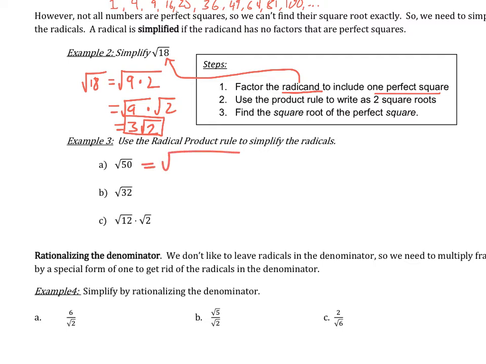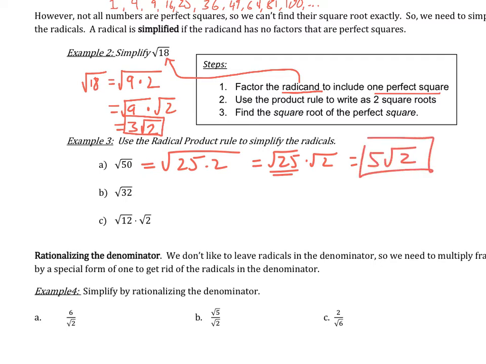Square root of 50, well, that's the square root of... is there a perfect square that goes into 50? Yeah, 25 does, right? This is 25 times 2. So we can break it into the square root of 25 times the square root of 2. Do we know the square root of 25? We do. It's 5. So that is 5 square root of 2, and that's what we call simplified.